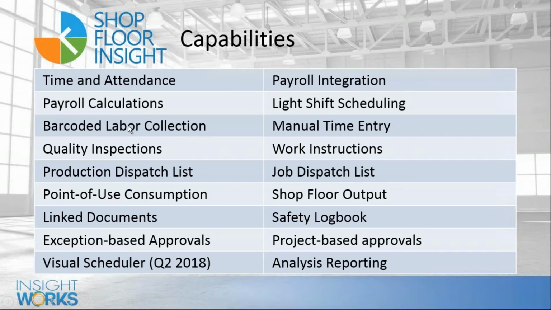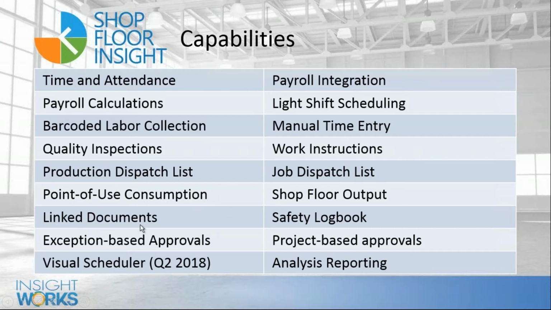The one we're mostly going to cover today is the barcoded labor collection. That allows us, from the shop floor, to scan barcodes to capture actual times for the shop employees. We can do more than that, of course. We've got quality inspections: you can create your own inspection checklists, execute those inspections on the shop floor, and record that quality information with the production order. There are also work instructions, dispatch lists, consumption and output, and all of those sorts of things.